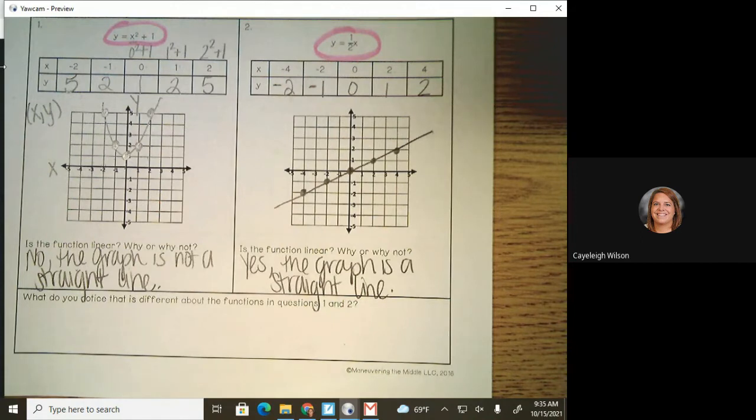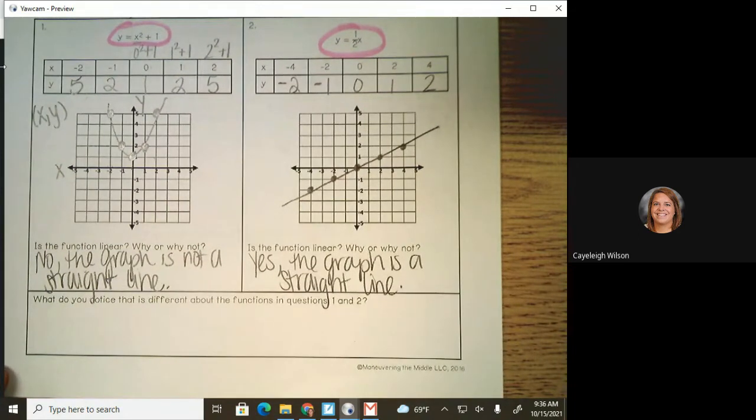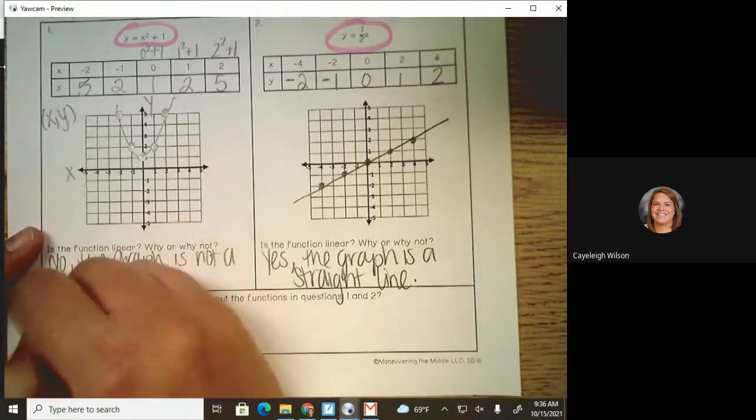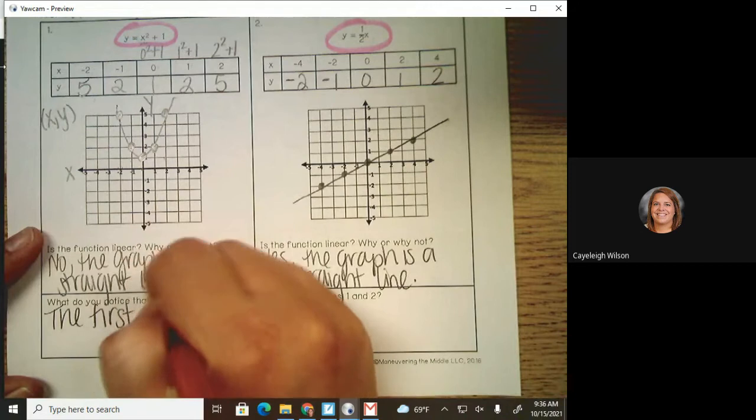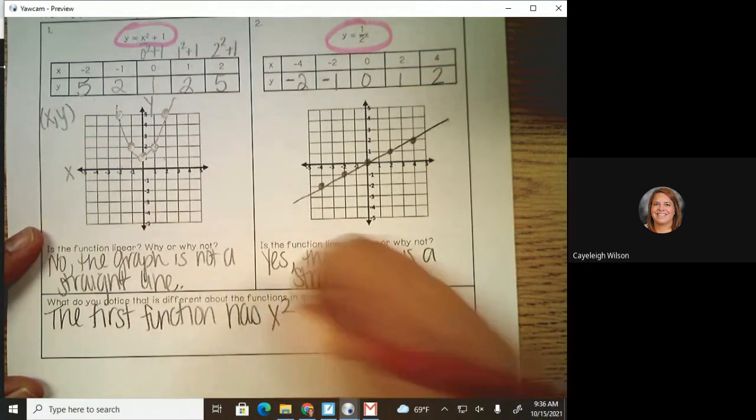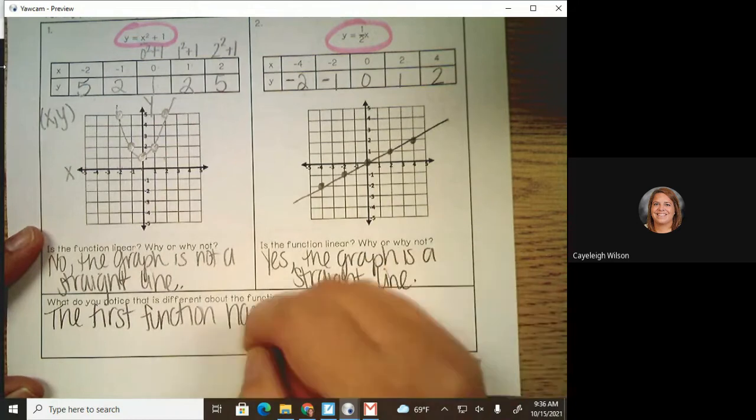Kate? Okay, Kate, go ahead. This one's function is linear, and this one is not. But how do you know that? Like, if you did not have the table and you did not have the graph, I just gave you the two pink things. Okay, Sherman? Okay, the first function has x squared and the second does not.